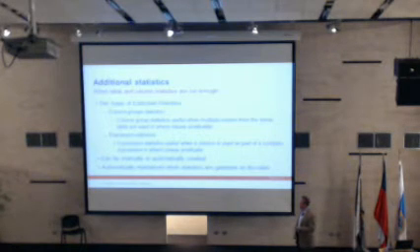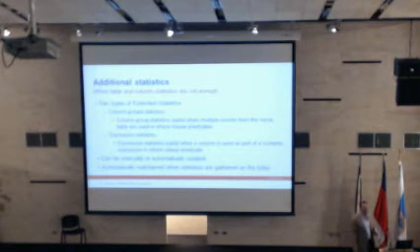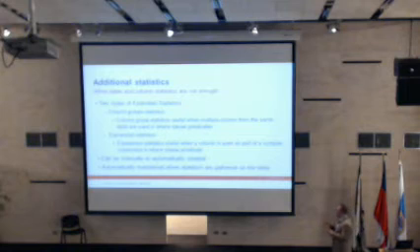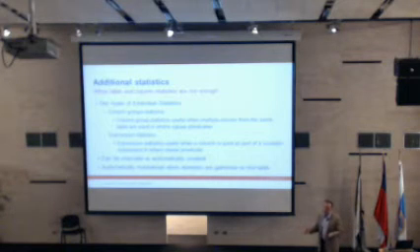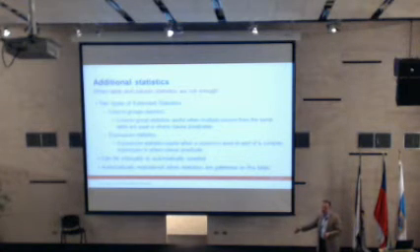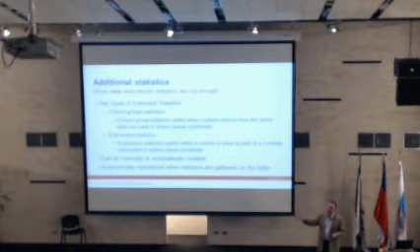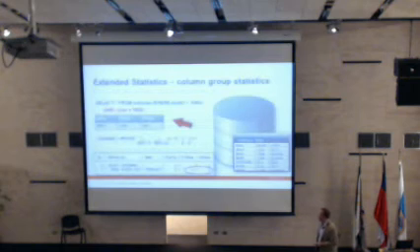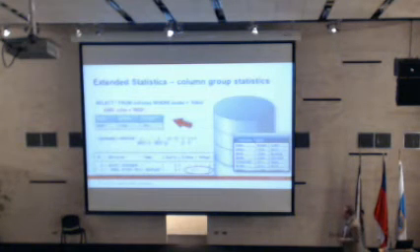Extended statistics in 11G make the database aware of that. It allows us to gather statistics on groups of columns simultaneously. I have really good statistics on the car make and model. I have really good statistics on the car color, but I don't know anything about the two of them simultaneously. That's where these extended statistics and expression statistics will come in. So let's take a look at this.